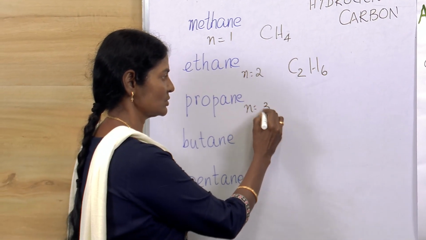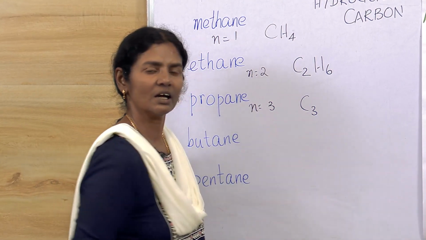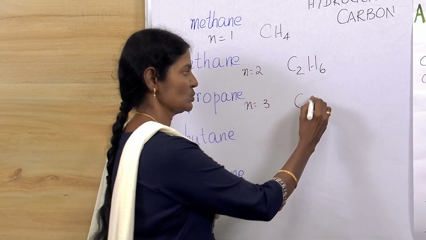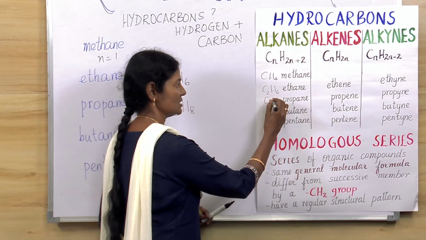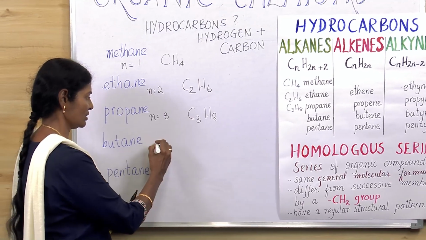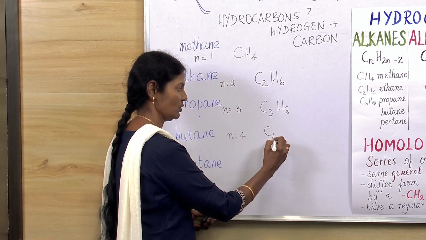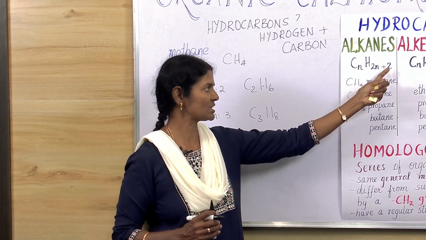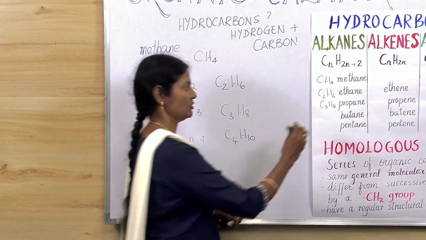Now propane: N is equal to 3. So C would be 3, and hydrogen would be 2 into 3 is 6, plus 2 is 8. So we fill it up here: C3H8. Alright, now let's go to butane. N is equal to 4, so C would be 4. What would H be here? 2 into 4 is 8, plus 2 is 10. So H10.